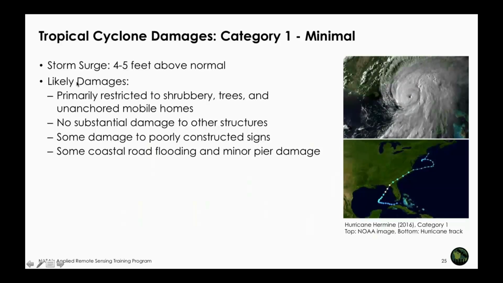And here is something else. It's like how Category 1, which is a tropical cyclone, the damages are mostly due to storm surge, like 4 to 5 feet above normal. There are likely damages, and this is for your information. This is again from past data and experience that people have formed this impact assessment: when there is a Category 1 storm or hurricane forming, there is storm surge, and the damages are primarily restricted to trees and shrubbery. If there are unanchored assets, they can fly off. But there's not really a lot of substantial damage to structures unless it is a poorly constructed building, then it gets damaged. But mostly coastal road flooding and minor damages can be expected from Category 1.